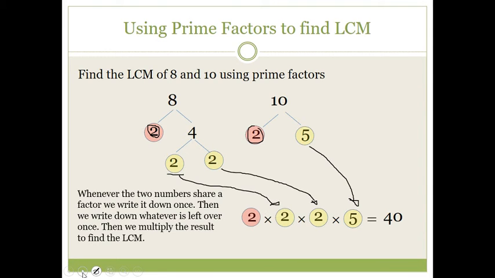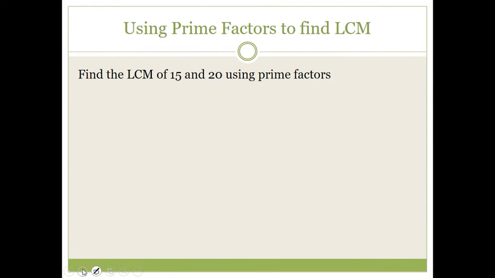And then finally I have to multiply everything together. 2 times 2 times 2 is 8, times 5 is 40. So the least common multiple of 8 and 10 is 40. Take a moment and pause the video and see if you can use prime factorizations to find the least common multiple of 15 and 20.